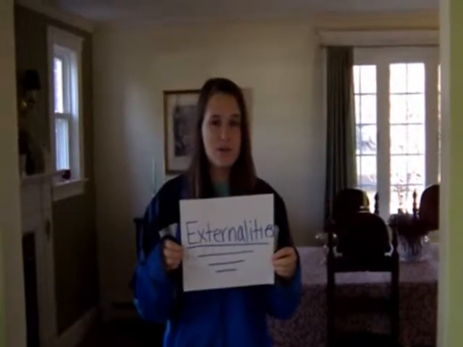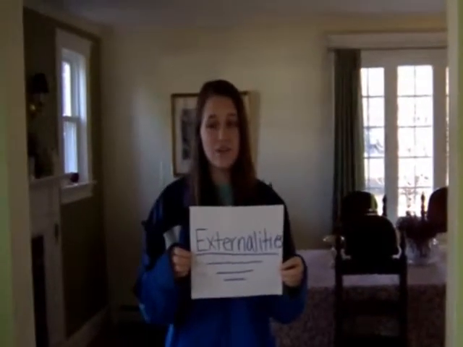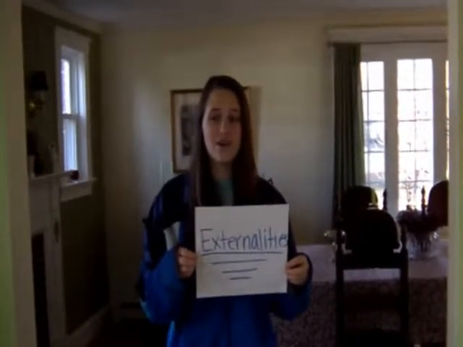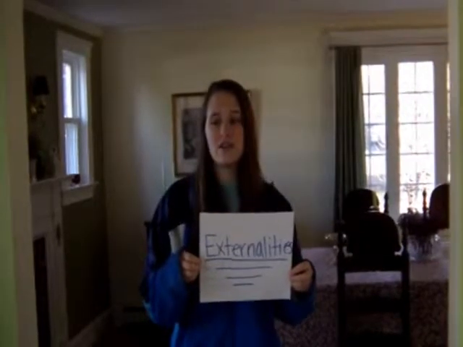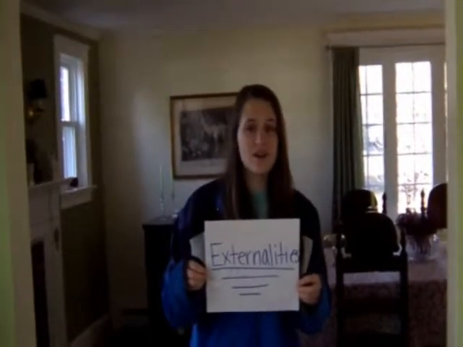Externalities. An externality is the uncompensated impact of one person's actions on the well-being of a bystander. What are the two types of externalities? The two types of externalities are a negative externality or a positive externality. Negative externalities is when the effect on bystanders is adverse. Positive externalities is when the effect on bystanders is beneficial.